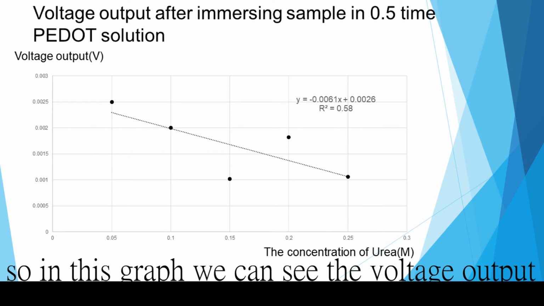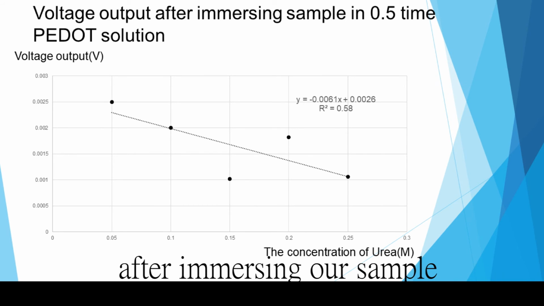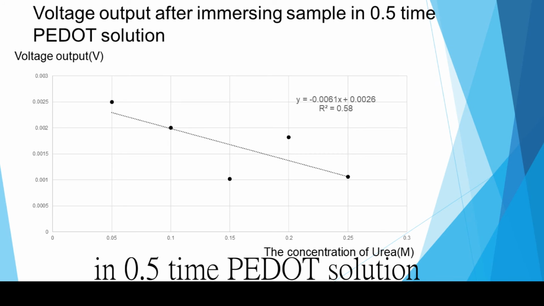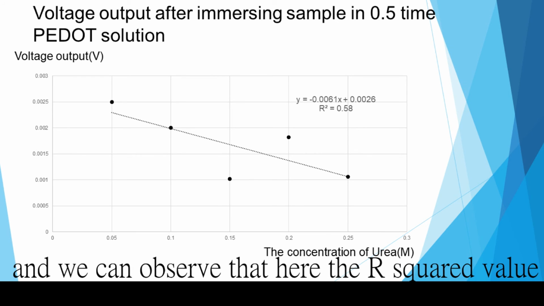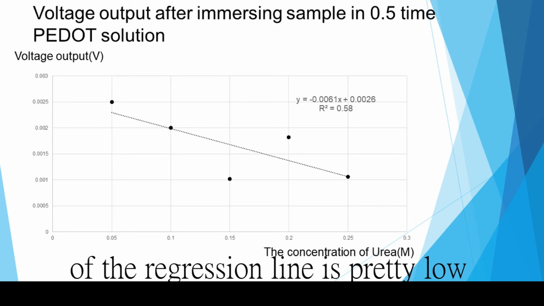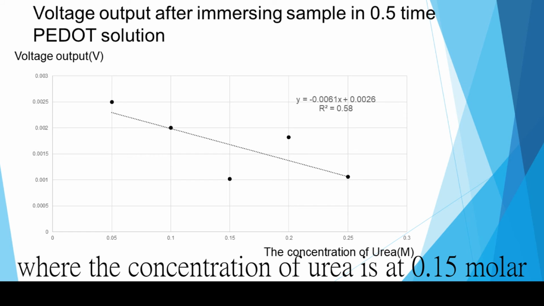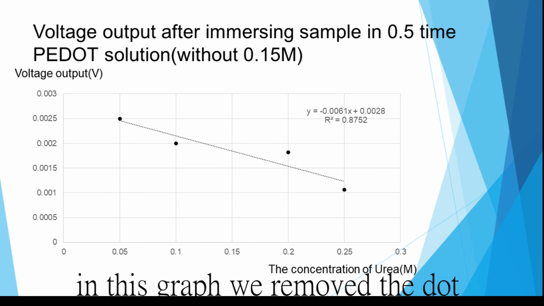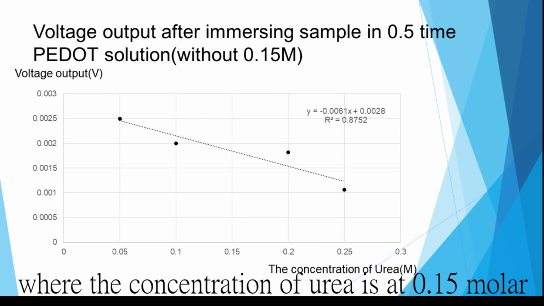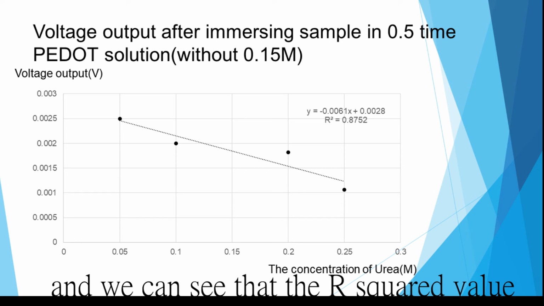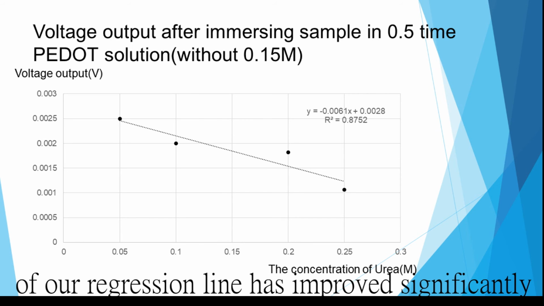So in this graph, we can see the voltage output after immersing our sample in 0.5 times PEDOT solution. And we can observe that here the R-squared value of the regression line is pretty low. And now let's focus on the dot where the concentration of urea is at 0.15 molar. In this graph, we remove the dot where the concentration of urea is at 0.15 molar, and we can see that the R-squared value of our regression line has improved significantly.